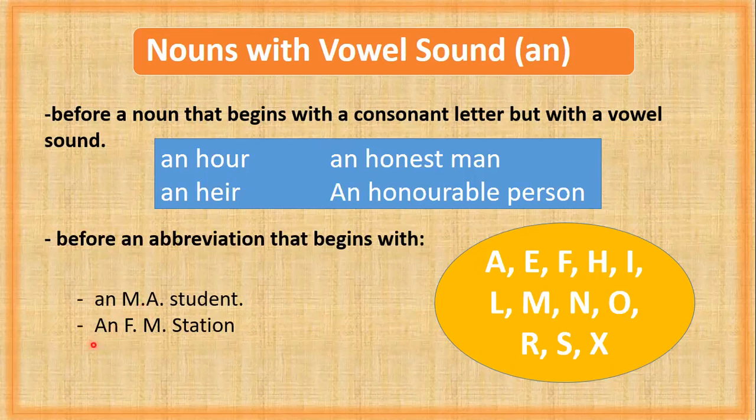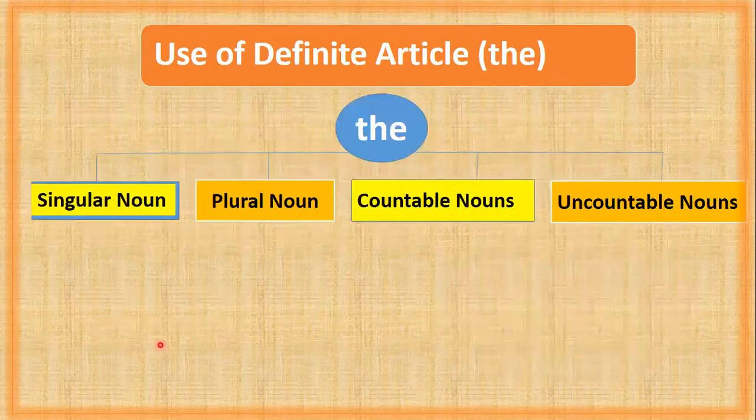My brother works in an FM station. So in both these examples, MA, Masters in Arts, and FM, frequency modulation, they are abbreviations having the vowel sound. Therefore, the article an is used before them. Now, what about the definite article the?